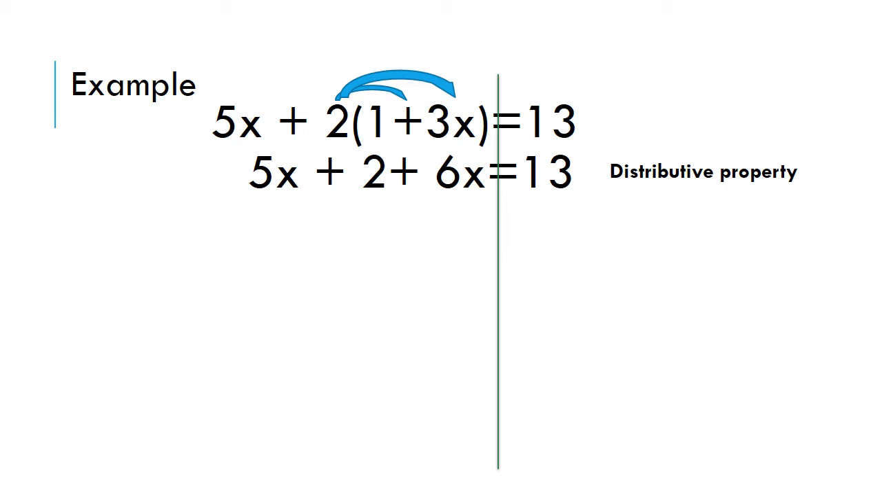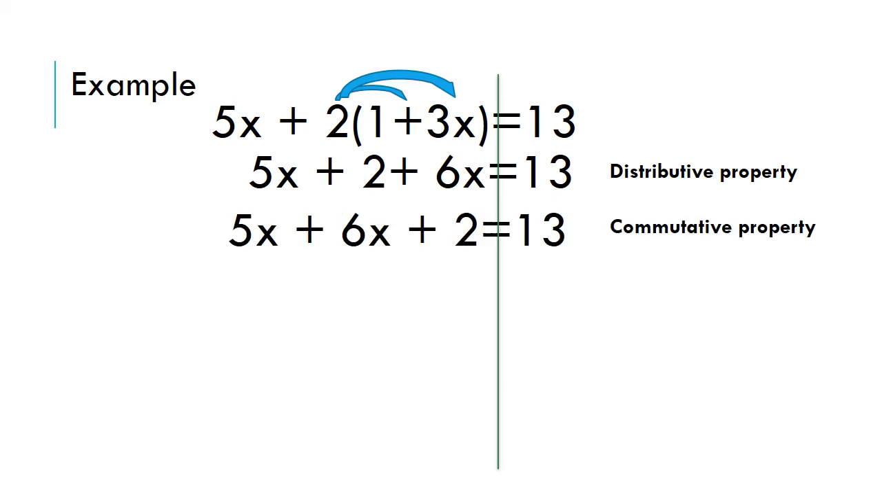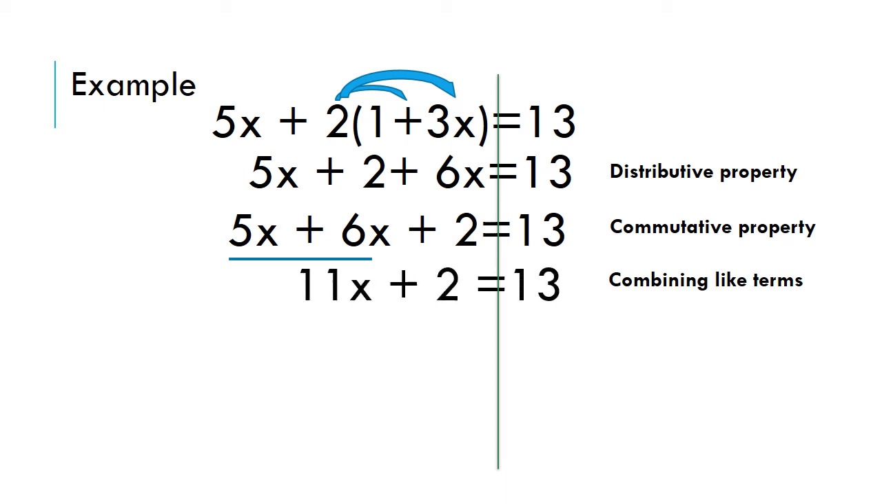6x, equals 13. Now I'm going to use the commutative property to switch the order of 2 and 6x, which allows me to have like terms next to each other, which I can combine together. 5x plus 6x equals 11x. Now this is a two-step equation.